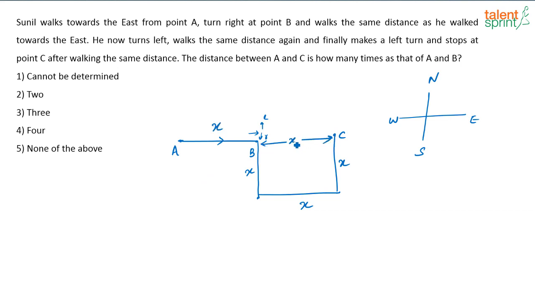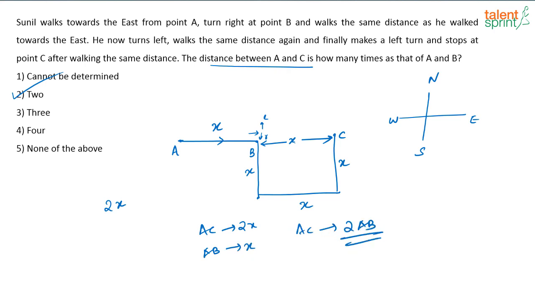So if this is x, this is also x. Now what is the question? The distance between AC is 2x. Right, or basically the distance between A and C is 2 times the distance between A and B. The distance between A and B is x, distance between A and C is 2x. So distance between A and C is 2 times the distance between A and B. So what is your answer here? Your answer is 2. 2 times. See, this is x, right? So AC is 2x, AB is x, or I can say AC is 2 times AB, right? So the answer here is option 2, 2.